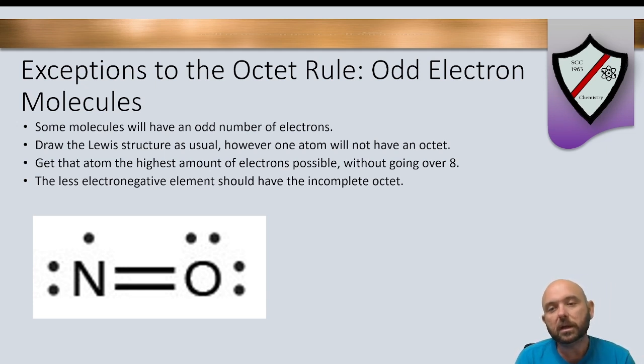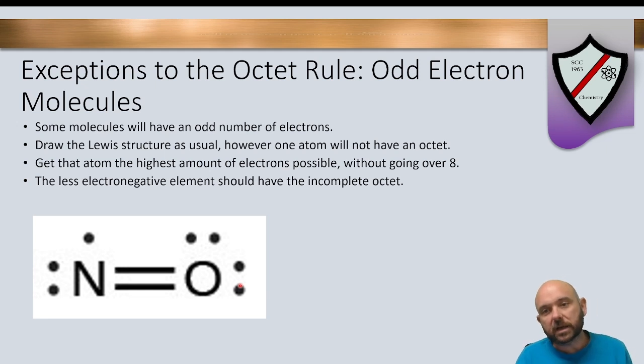So when you run into this occasion, what you do is you make sure everything gets the highest amount of electrons possible without going over 8. And then the less electronegative element should be the one missing out. So in our nitrogen monoxide example here, we see that the nitrogen, if you count how many valence electrons, has 2, 4, 6, 7, while the oxygen has 2, 4, 6, 8. And so all 15 electrons are used there for that molecule, but nitrogen really only has 7.